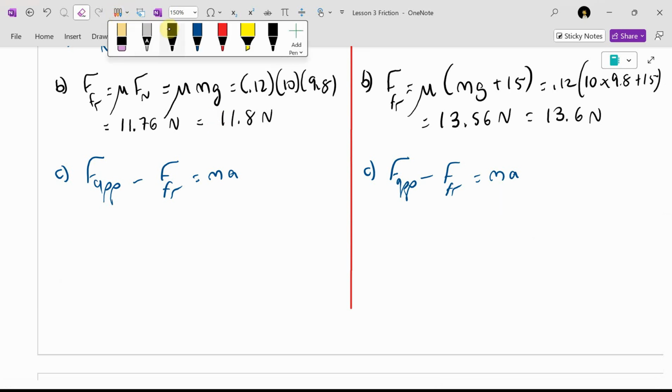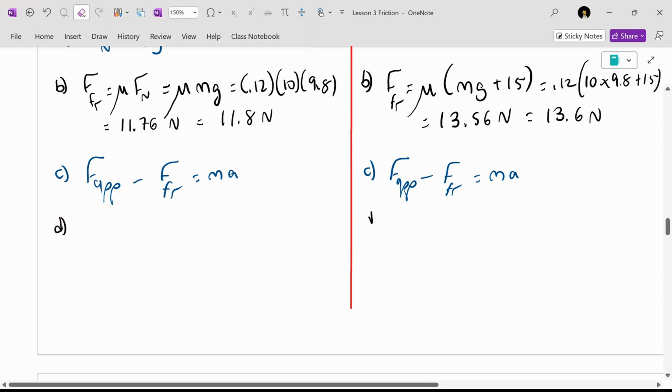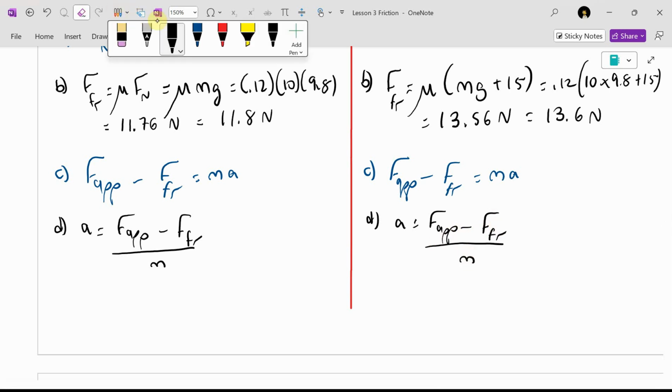Raghav, what does D want me to find? How would I get the A by itself in both of these equations? By? Yeah, divide by M. I named that after somebody last year, I think, in each class. I can't remember who it was. We called it someone's theorem. But yeah, divide by M. I'm going to get A equals F applied minus friction divided by M.